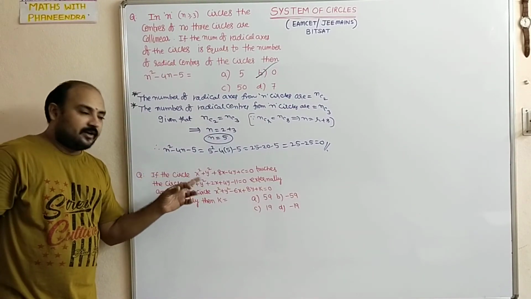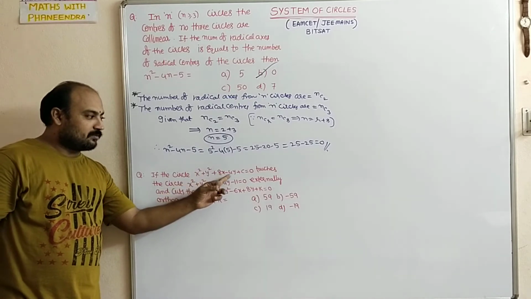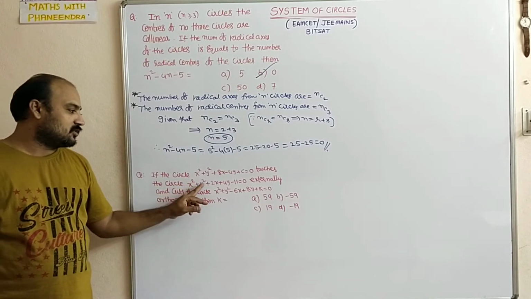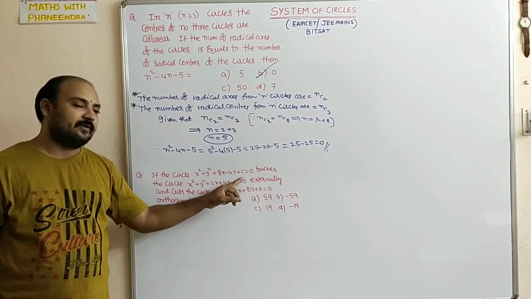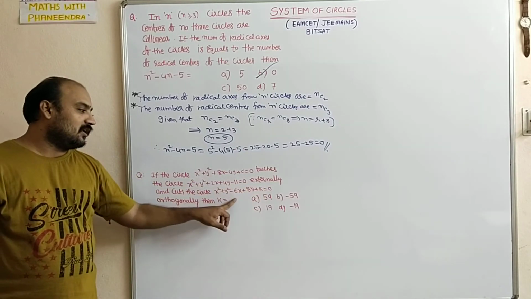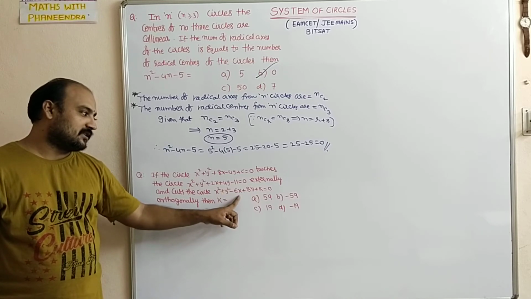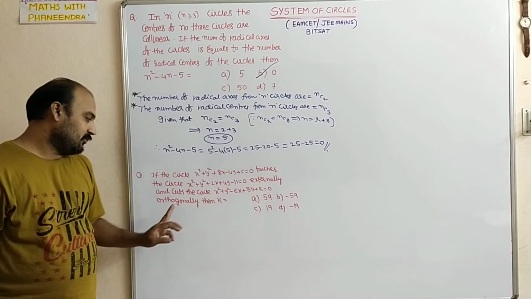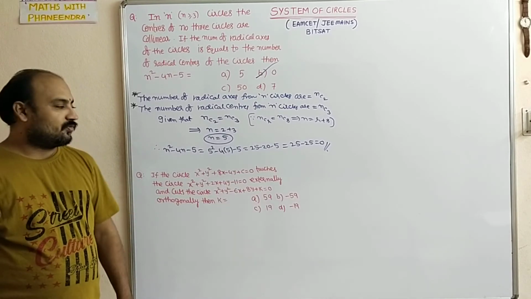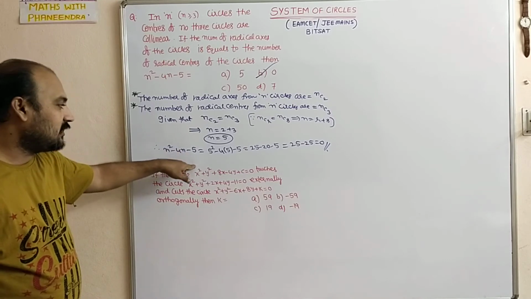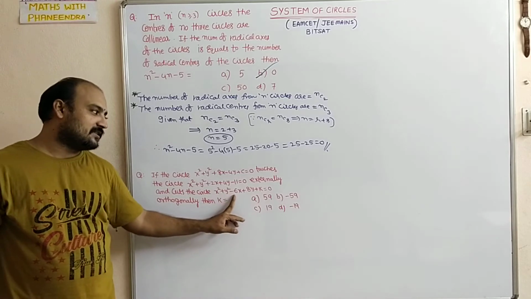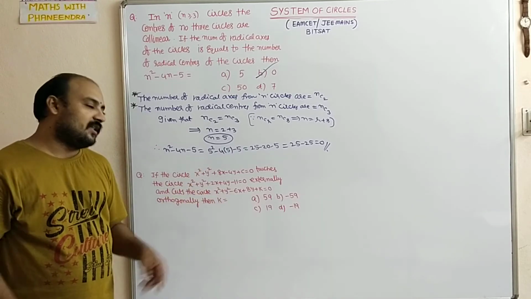If the circle x square plus y square plus 8x minus 4y plus c equal to 0 touches another circle x square plus y square plus 2x plus 4y minus 11 equal to 0 externally and cuts the circle x square plus y square minus 6x plus 8y plus k equal to 0 orthogonally, then the value of k is. So first, this circle touches externally this circle and this circle cuts orthogonally this circle. Then the value of k they are asking.